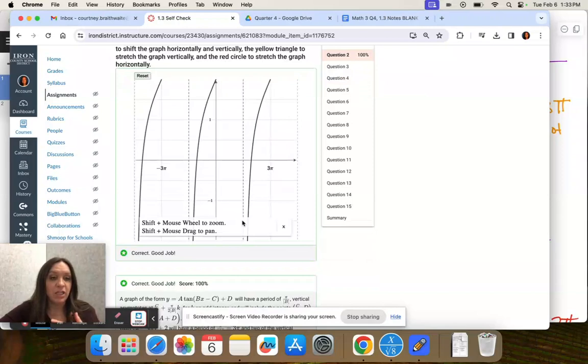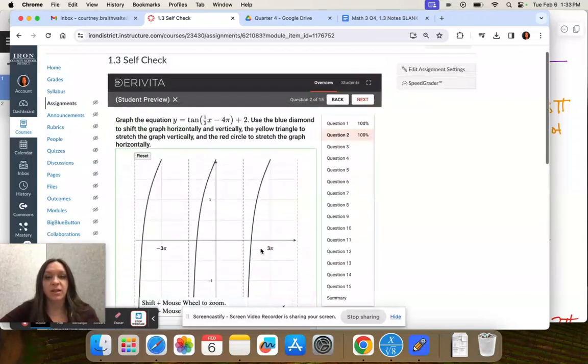So I've moved everything. You have to know how to move your graph around. I had to hold down shift and plus and move around. And you got to know how to do that.